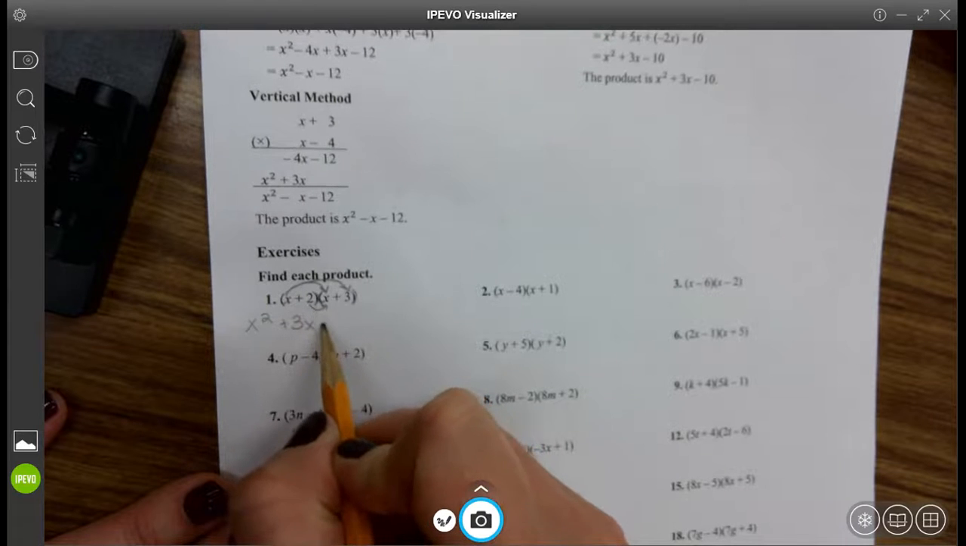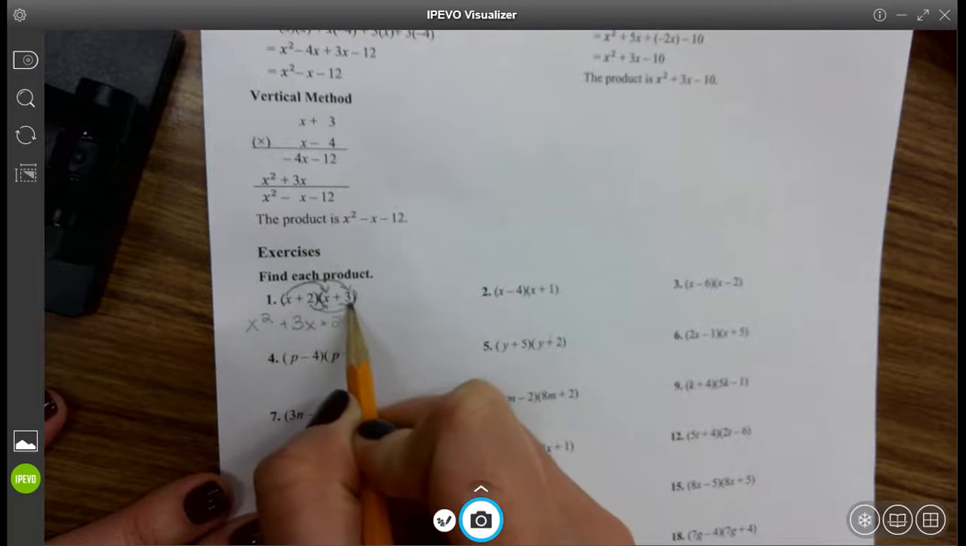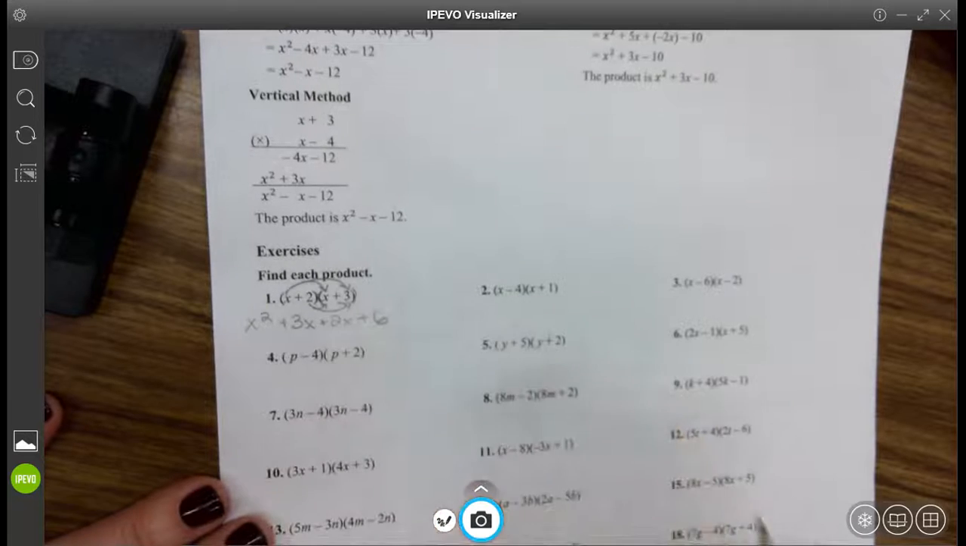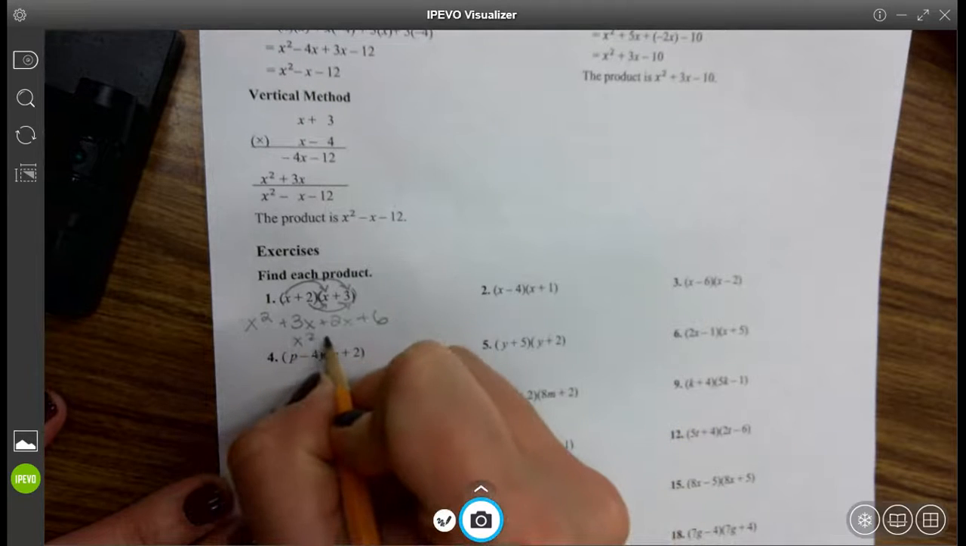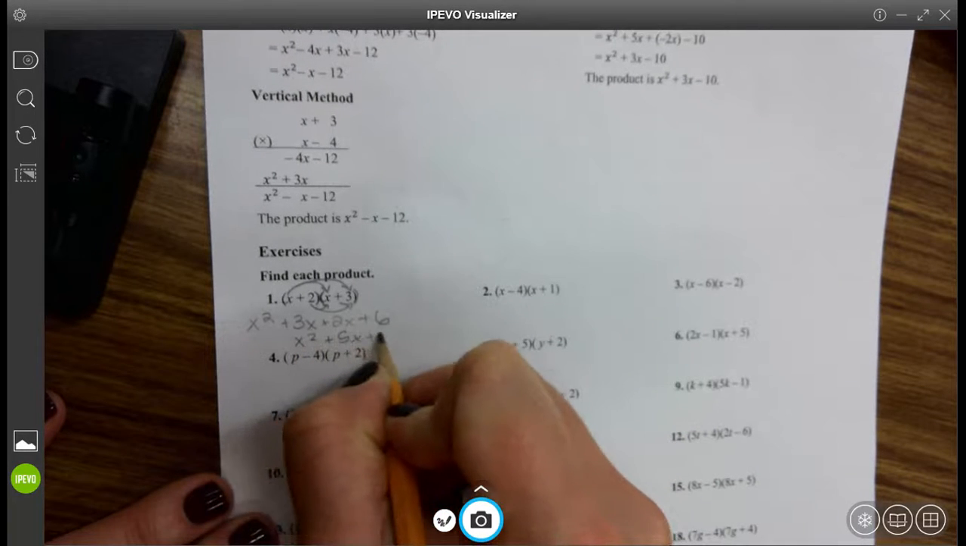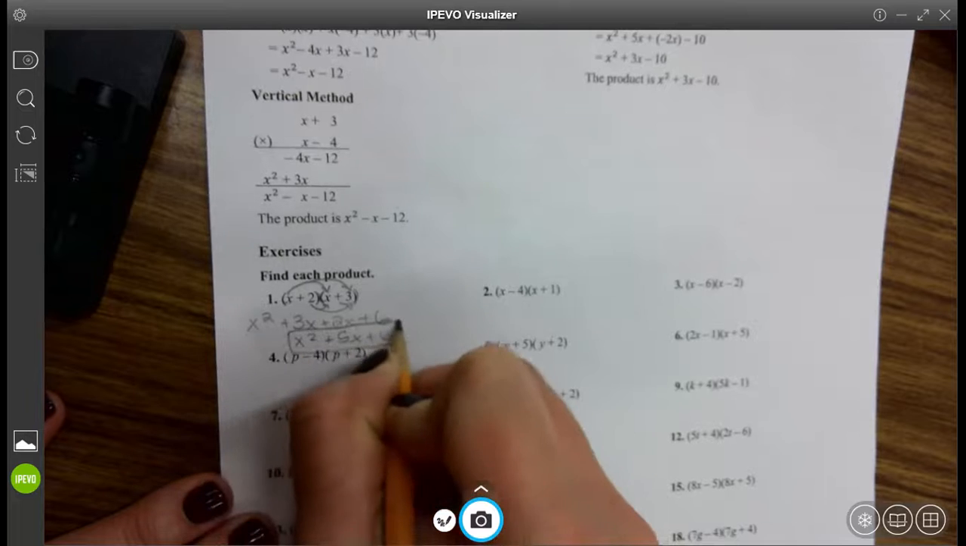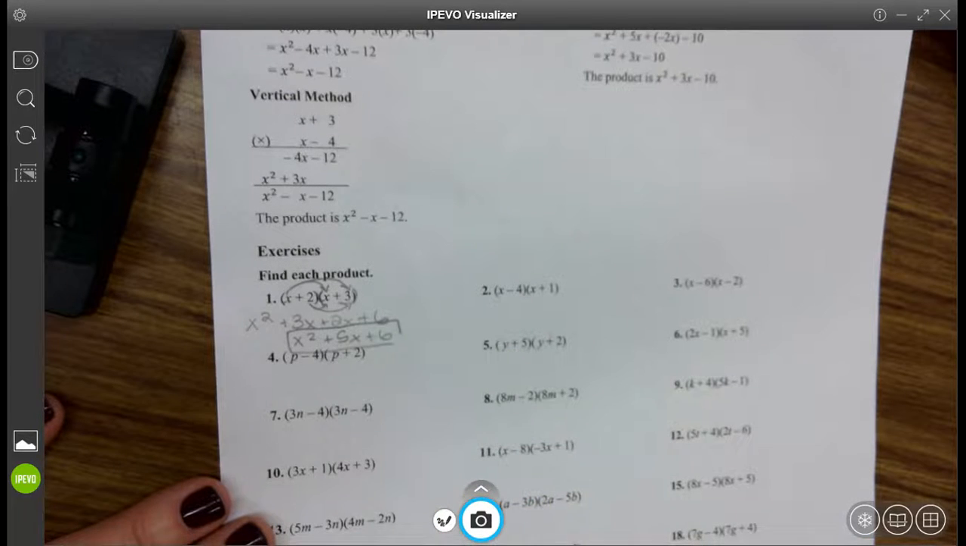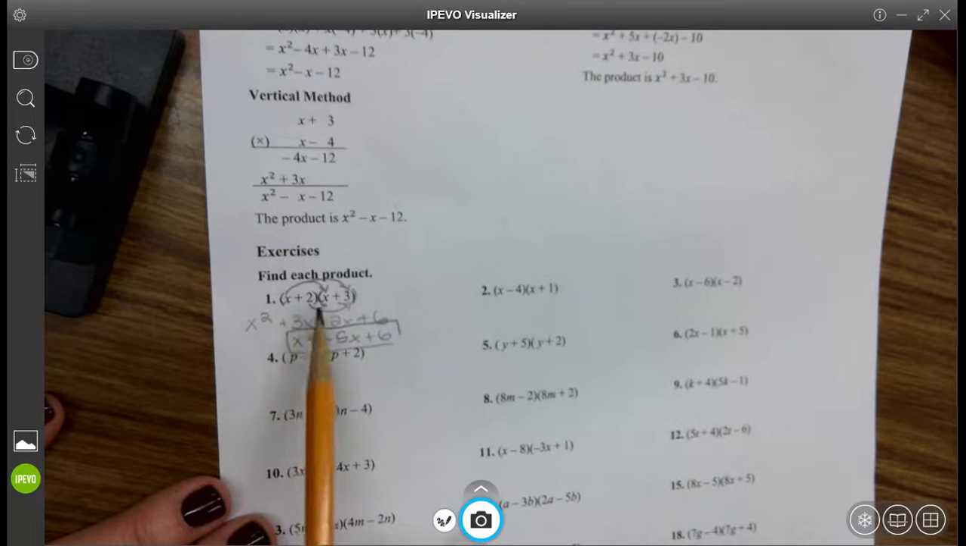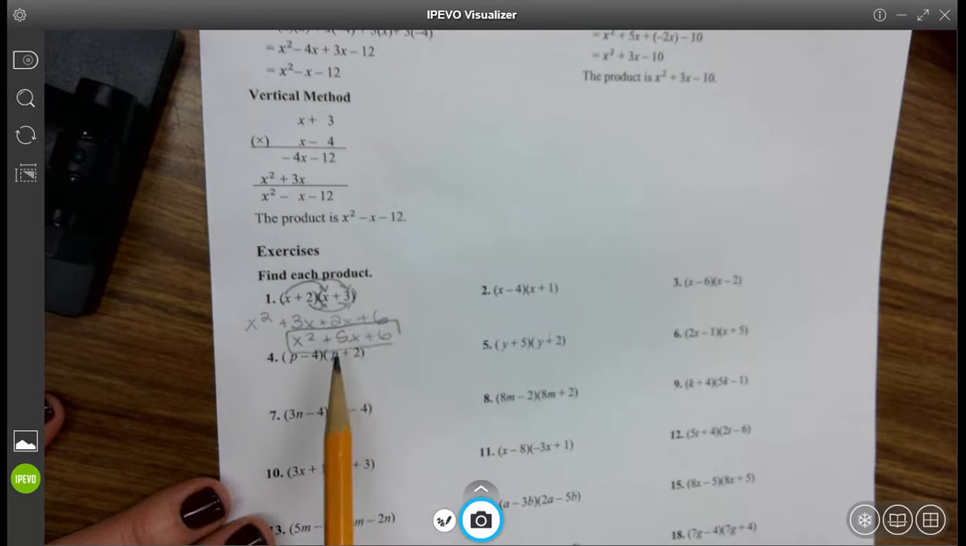2 times x is positive 2x. 2 times 3 is 6. x squared plus 5x plus 6. I received four terms, 1, 2, 3, 4. You always should, but your middle two terms can be combined to end up with a trinomial. So we should always get four terms, end up with a trinomial.